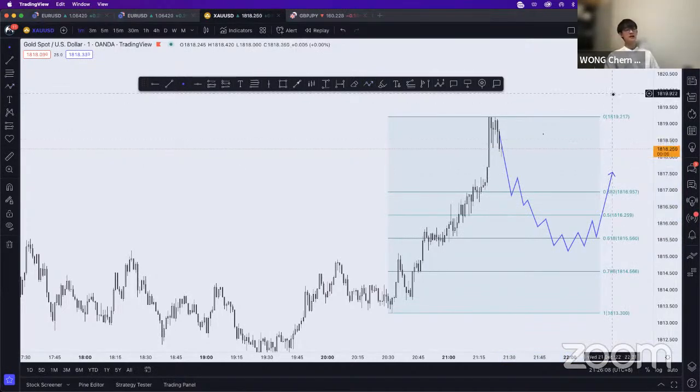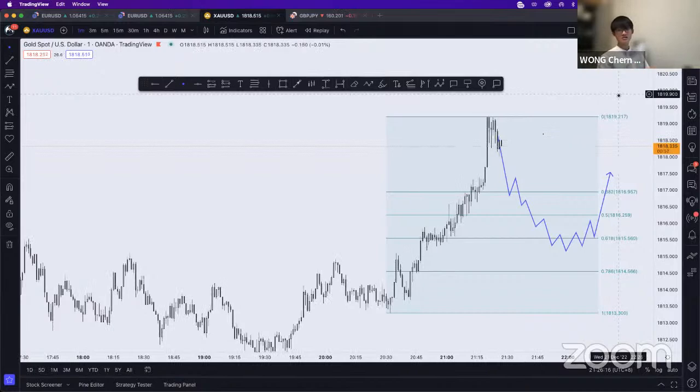Of course, price is never going to be that simple and straightforward, because if not, everyone is going to be a millionaire. Okay, definitely, so for sure.